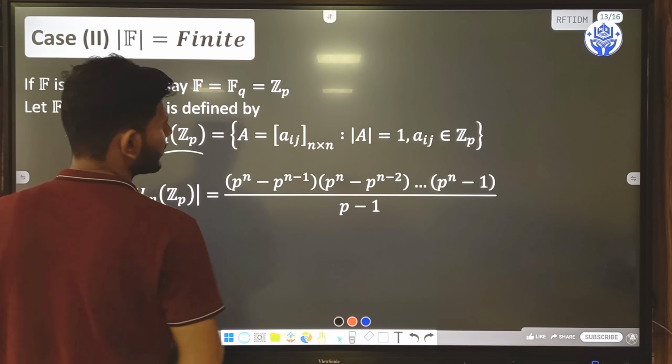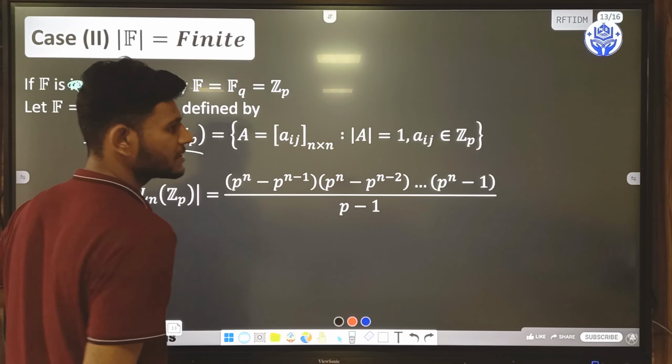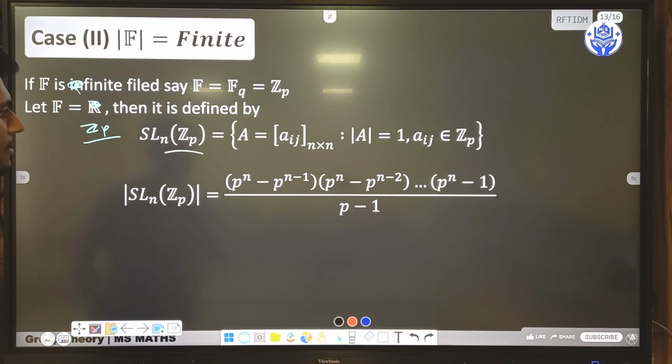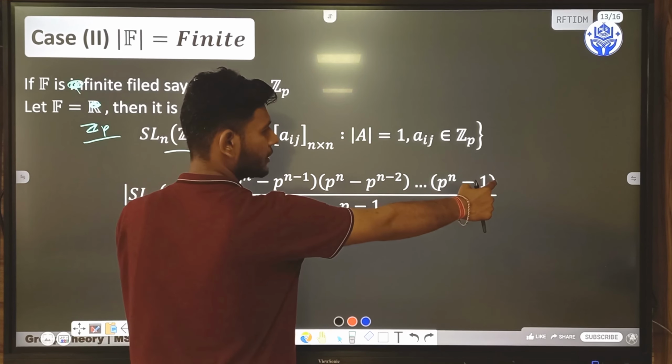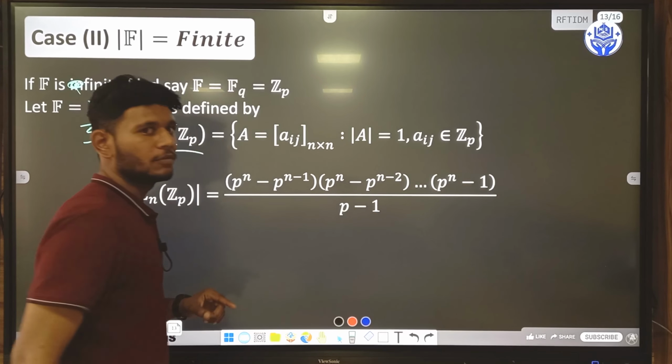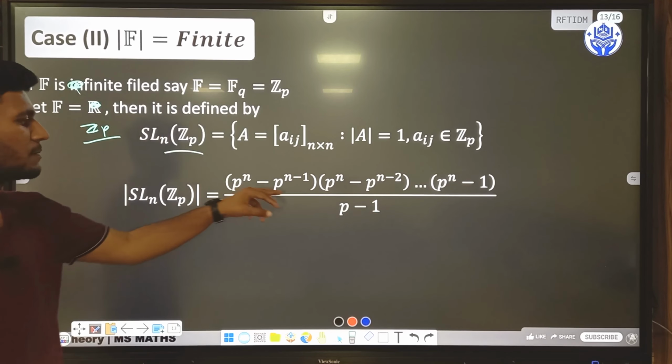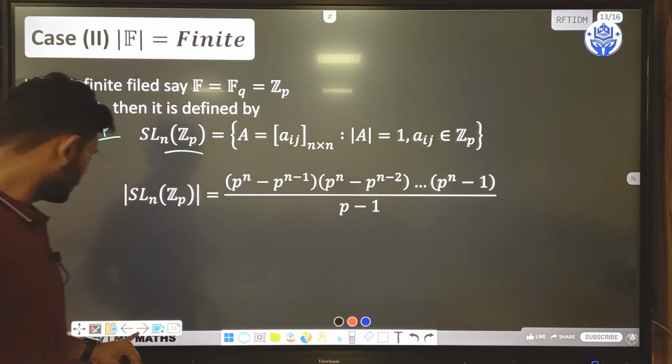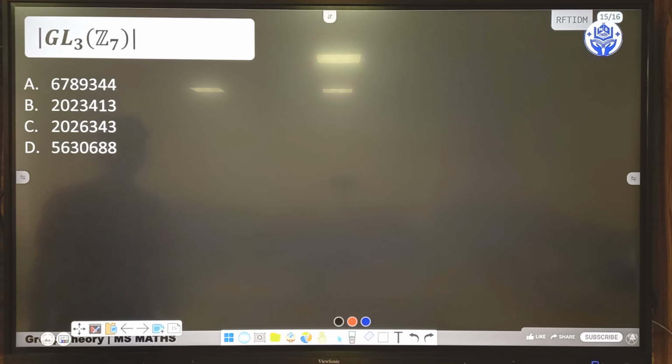If you define it like this, then your entries should be from Z_p only, and the order is nothing but the order of the general linear group divided by p minus 1. So (p^n minus p^0)(p^n minus p^1) up to (p^n minus p^(n-1)) divided by p minus 1. Okay, so we'll take one example and construct this.